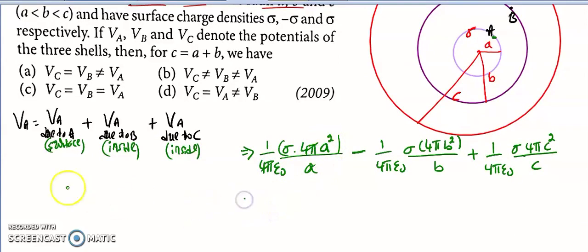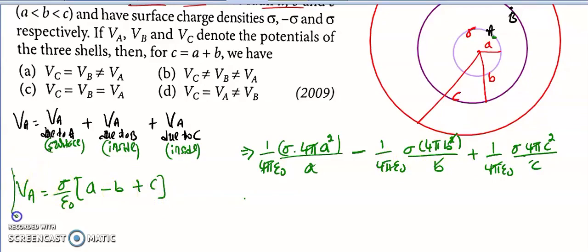So potential at A is equal to sigma divided by epsilon naught. What remains is A minus B plus C, since the B cancels, the C cancels, and the 4 pi cancels. So this is the potential at A.